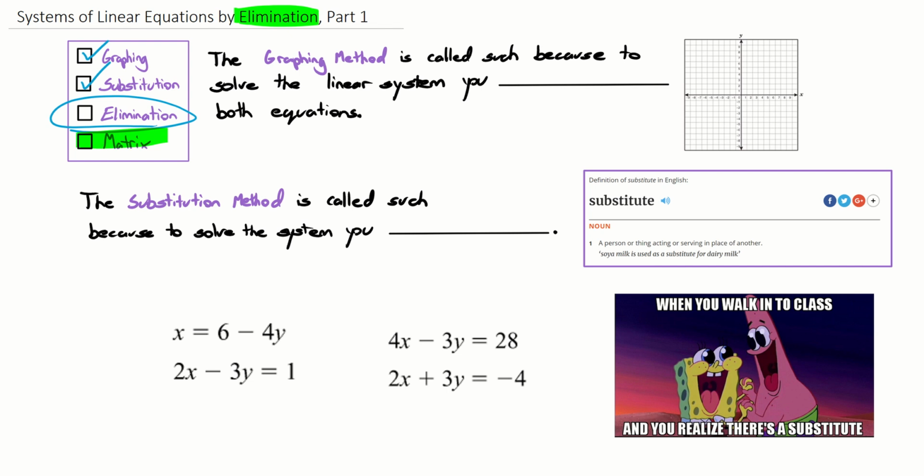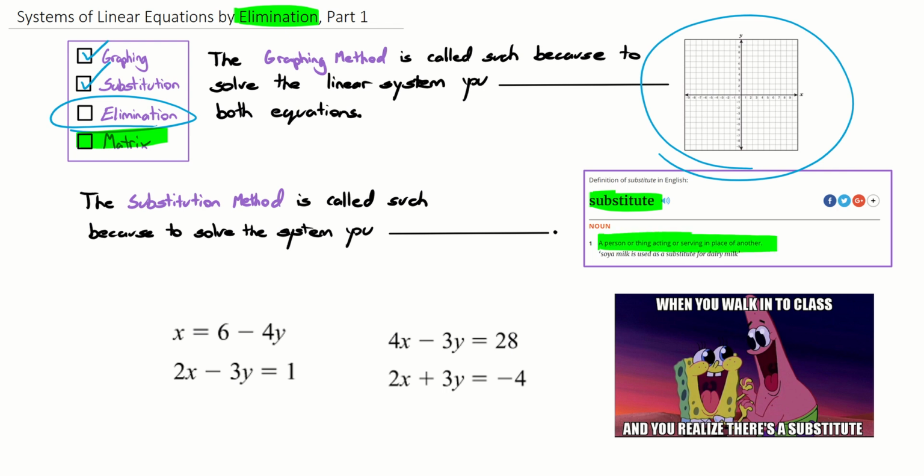All right, let's get into elimination. The graphing method, as you know, is called such because to solve the linear system, that's right, you graph both equations. You got to use one of those coordinate planes. And then last week we learned that the substitution method is called that because to solve the system, you have to, that's right, substitute. That's why it's called that. In other words, remember, a substitute is a person or thing acting in service of or in place of another. You're literally replacing something with something else. You're substituting. And this meme is so true, especially today, right? As Mr. Ripe's Virtual is here with you.